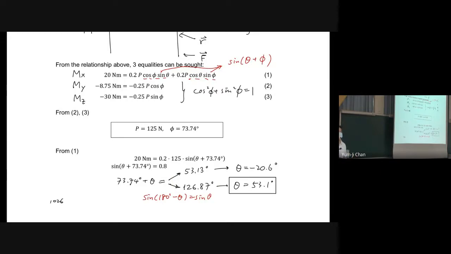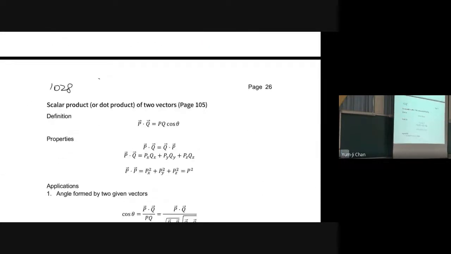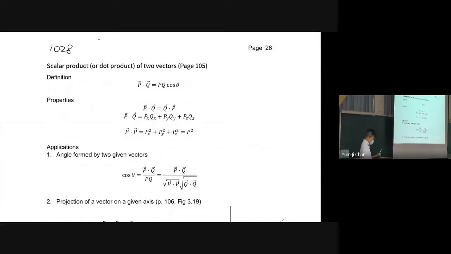Now today we will work on the next page, the scalar product or dot product. I think you have also learned this at high school, and this is in Chinese. We have two vectors and we want to multiply them. In this dot product, the product of these two vectors is a scalar.